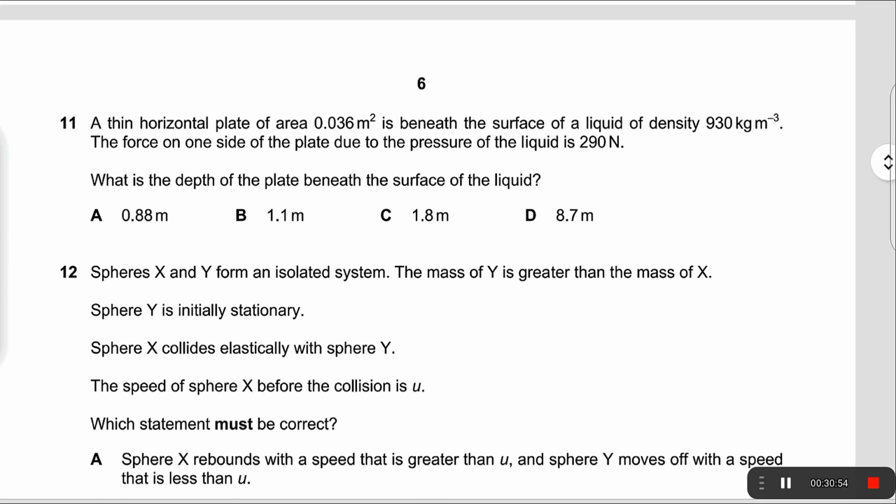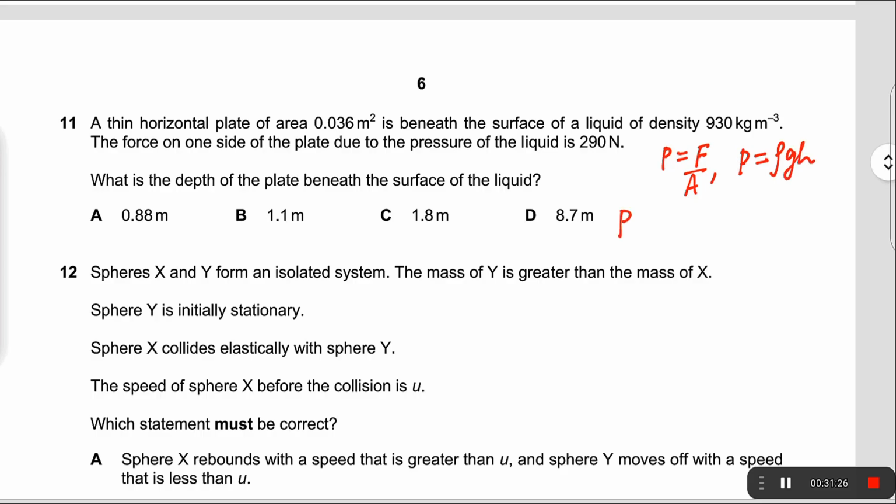Now I will go to the 11th question. A thin horizontal plate of area 0.036 meter square is beneath the surface of a liquid of density 930 kg per meter cube. The force on one side of the plate due to the pressure of the liquid is asked. You know there are two formulas of pressure. Pressure is equal to force divided by area. And for liquid, pressure is equal to rho g h, density multiplied by acceleration due to gravity and height.